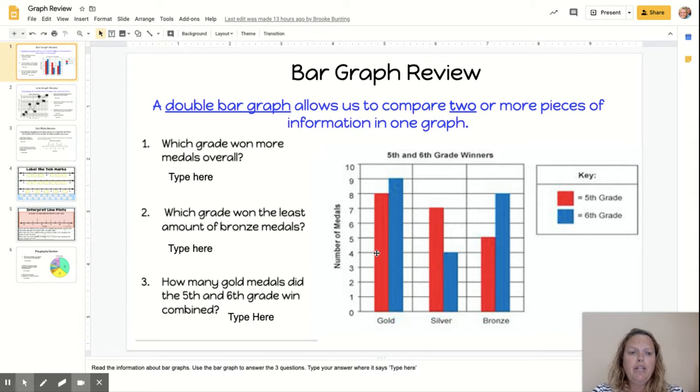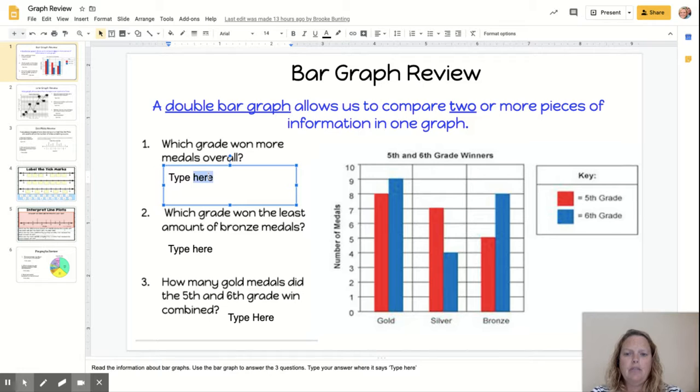So fifth grade is red, sixth grade is blue. So first you'd have to add red, 8 plus 7 plus 5. So whatever the answer is to that, and then 9 plus 4 plus 8. So you'd add those, and whichever one is more is where you're going to type your answer. And every place that says type here, you're going to just erase that and put your answer there. See? It has a little text box.